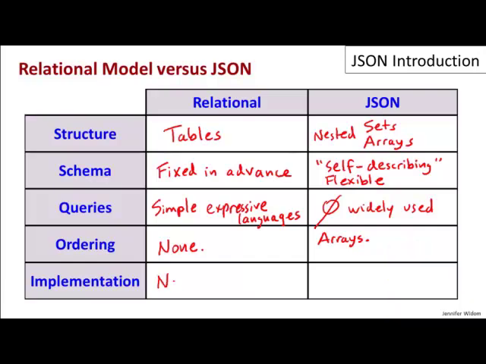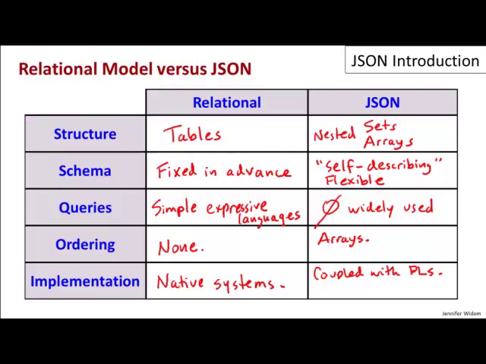Finally, in terms of implementation, for the relational model, there are systems that implement the relational model natively. They're very mature, generally quite efficient and powerful systems. For JSON, we haven't yet seen standalone database systems that use JSON as their data model. Instead, JSON is more typically coupled with programming languages.